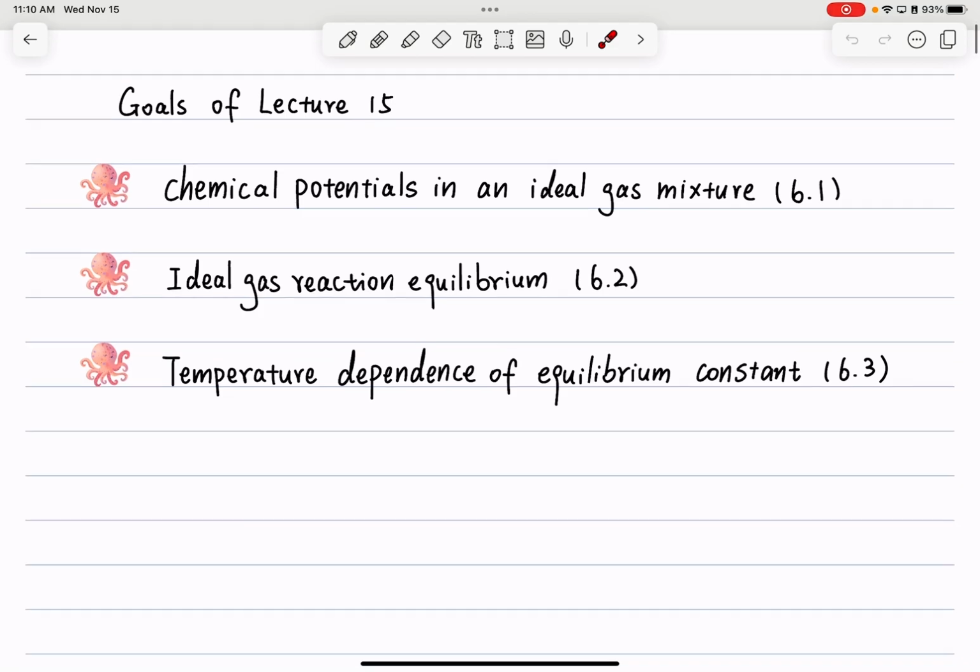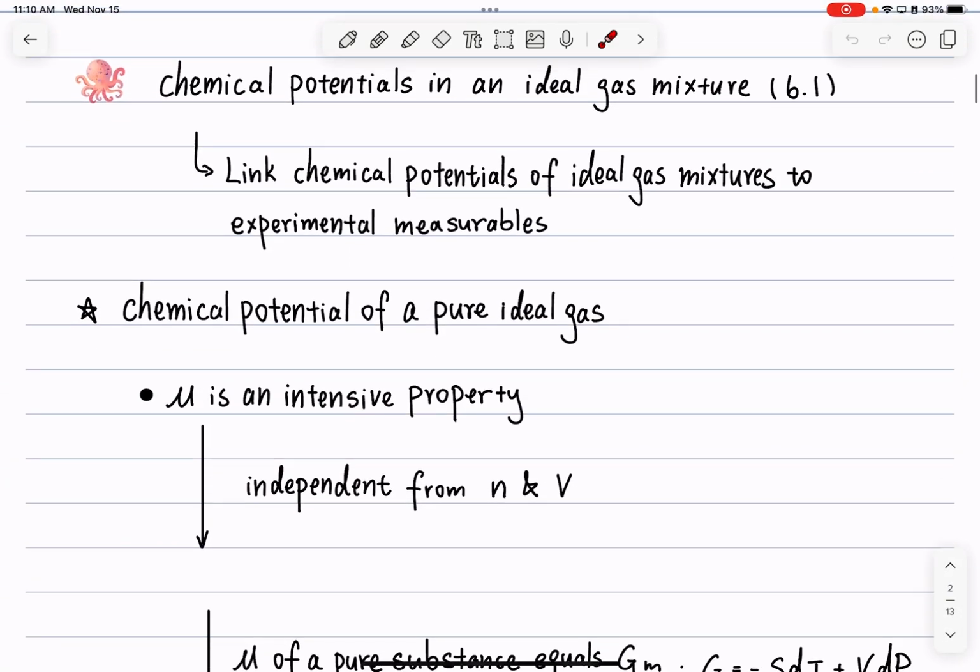Okay, let's get started. So 6.1. We're talking about chemical potentials in an ideal gas mixture. Chemical potential is something we really are interested in. It's one of the inherent properties, or intensive properties, of a specific chemical species. What we want to do is link that chemical potential to something you can experimentally measure. So we know we have a way to measure the chemical potentials.